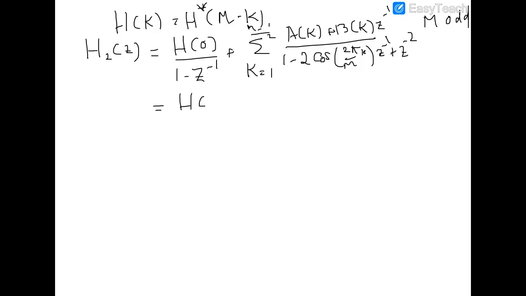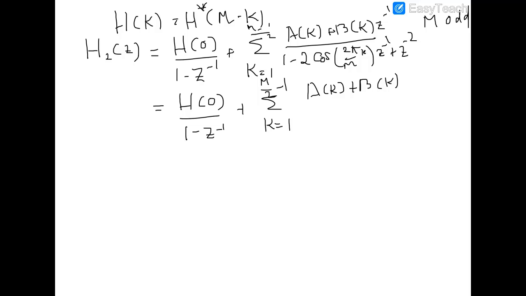Similarly, for even, we get the same equation, only difference is the upper limit in the summation, that is M by 2 minus 1, A of k, B of k, Z to the power minus 1, 1 minus 2 cos 2 pi by M k, Z to the power minus 1, Z to the power minus 2, and this is for M even.